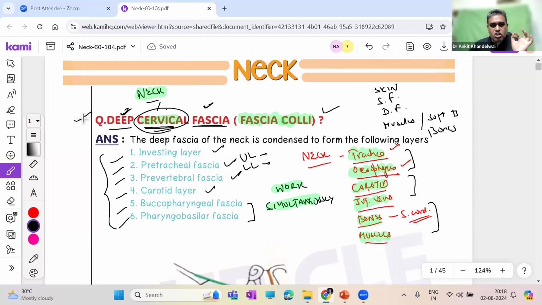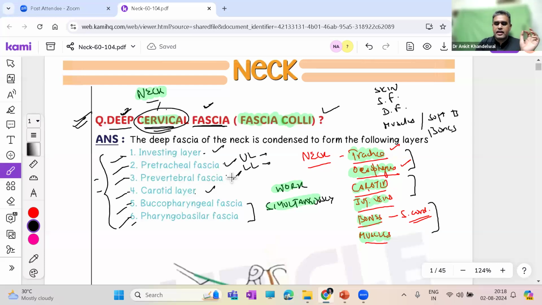You have to understand the topic of deep cervical fascia, and then understand where these are lying one by one. The moment you understand them one by one, and combine all of that knowledge, the 6 are already done. Okay, sir, easier said than done. How do we do that?